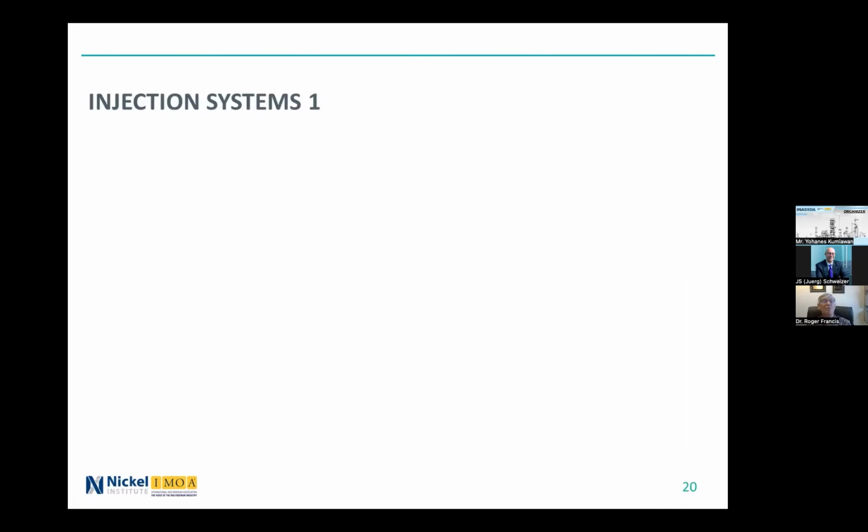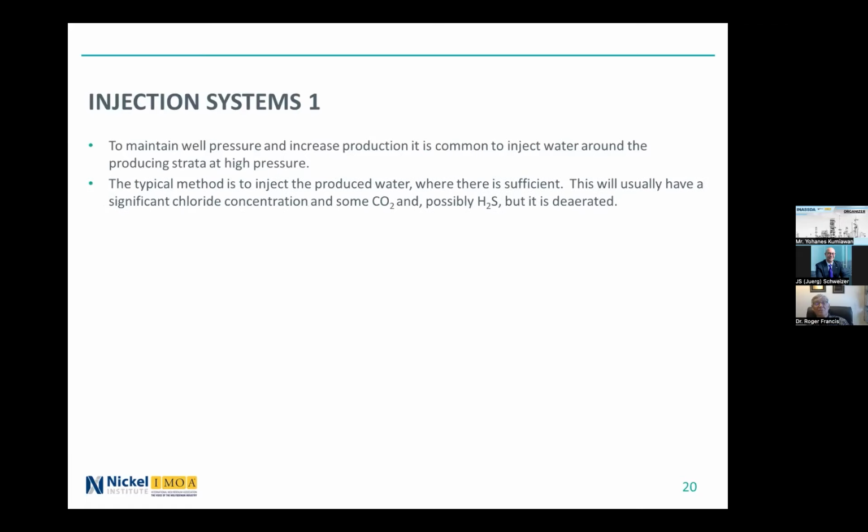So now I'm going to move on to talk about injection systems. Now, to maintain well pressure and increase production, it's common to inject water around the producing strata at high pressure to basically make the well more productive. The typical method is to inject the produced water where there is sufficient. So you've stripped out the oil and gas, this will usually have significant chloride concentration, and there'll probably be traces of small amounts of CO2 and possibly H2S, but it will be deaerated.